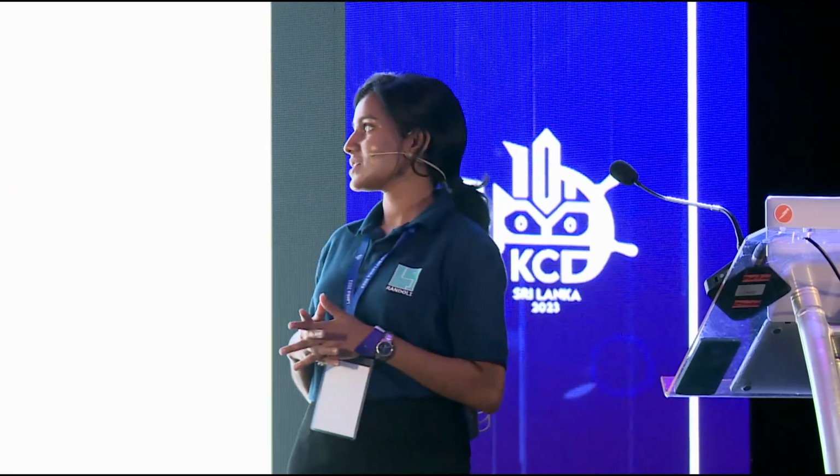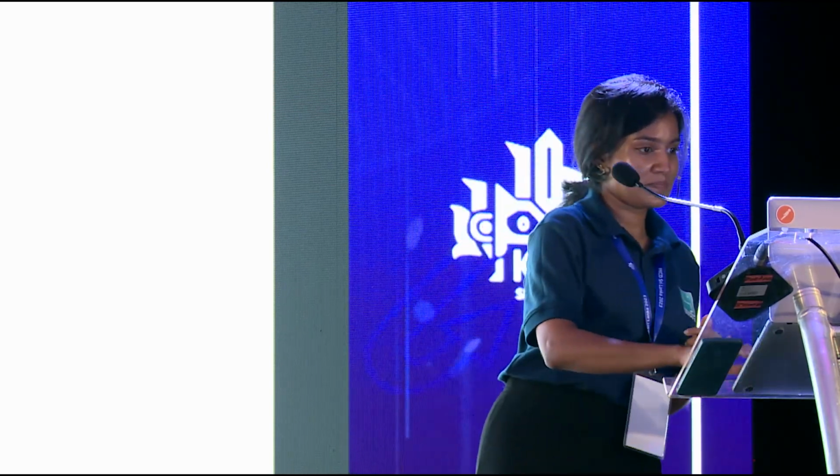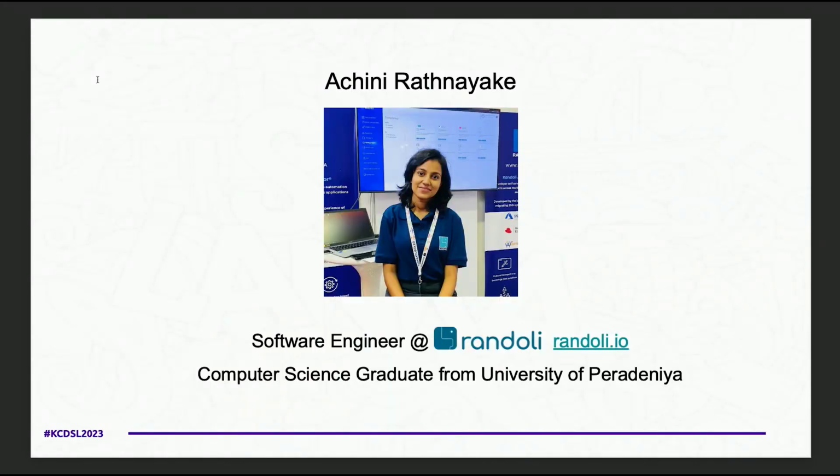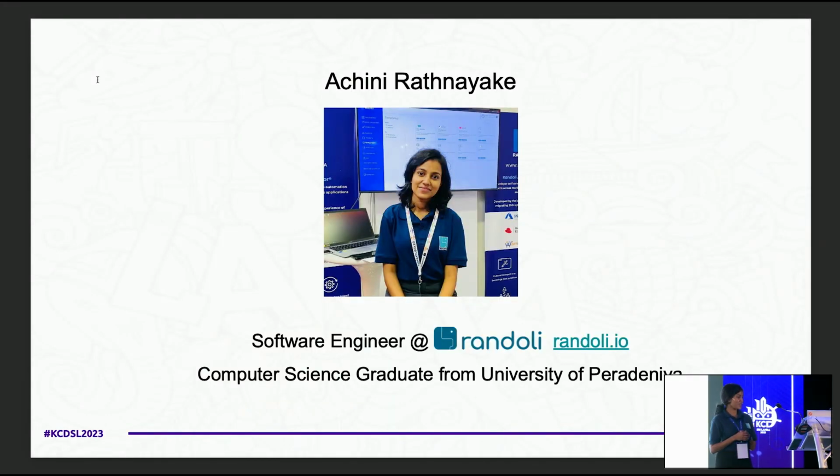So, my topic is overcoming Kubernetes complexities with platform engineering. Okay, before I start with the presentation, let me introduce myself. I'm Achini Rathnayake. I'm a software engineer at Rathnayake. I have been working there for almost 3 years now, and I have been working with Kubernetes and learning Kubernetes for almost 2.5 years. And I'm a computer science graduate from University of Peradeniya.